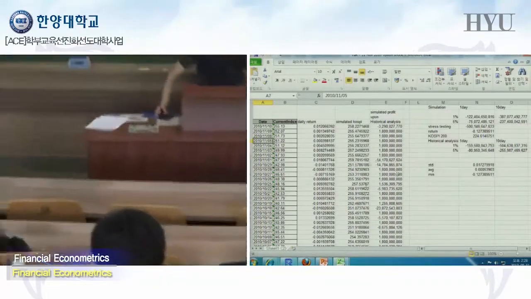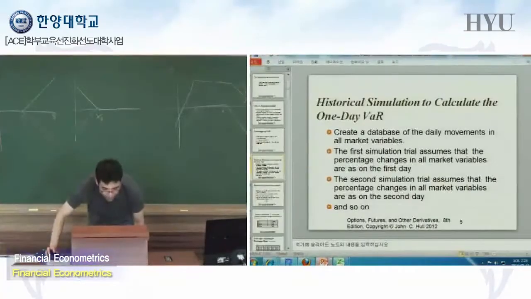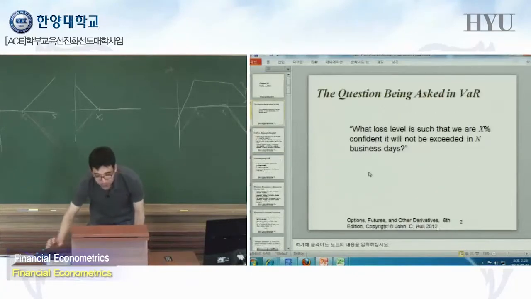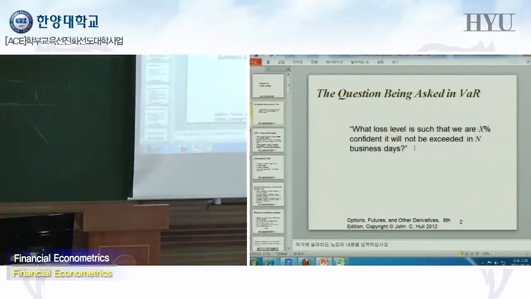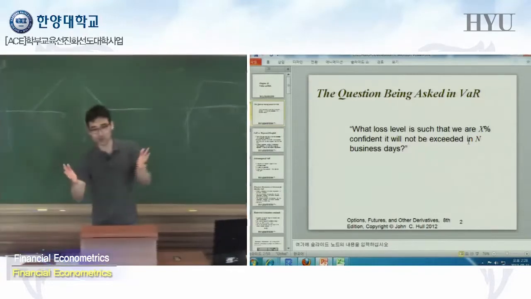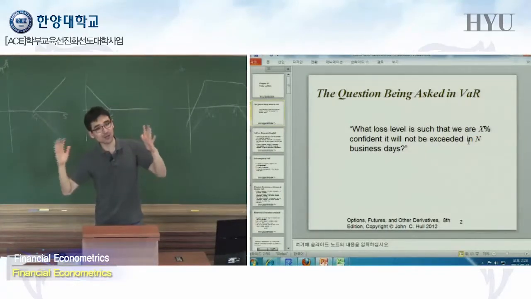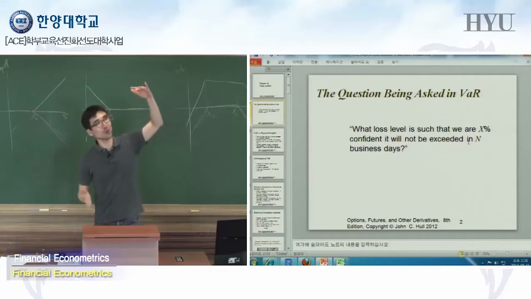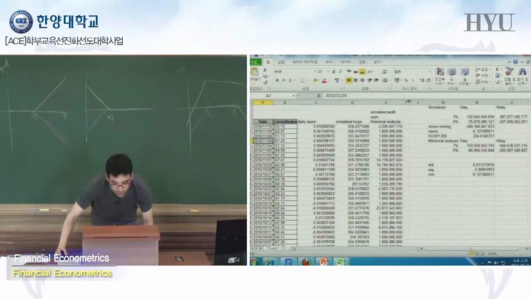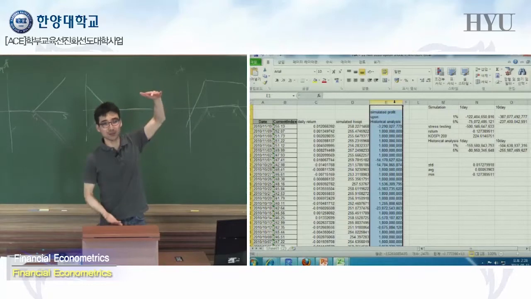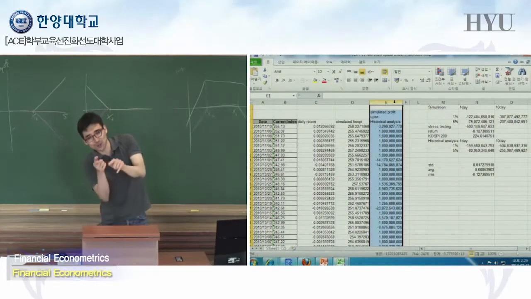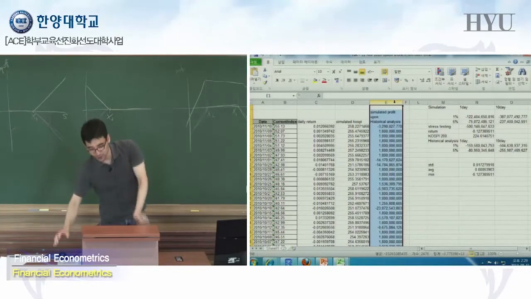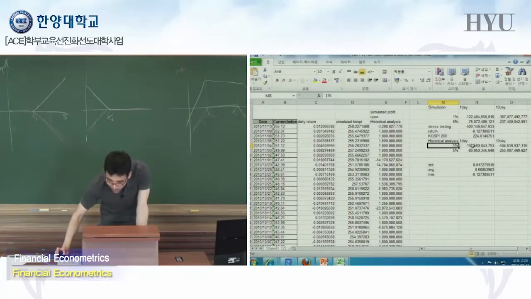Remember, in our definition of value at risk, what loss level is such that we are 99% confident that it will not exceed it. So it is 1 day. In this 1 day, what is the 99% value of the loss? We can sort this from top to bottom, 99% at the top and 1% at the bottom, and we will find the border value, which is the 1% value.